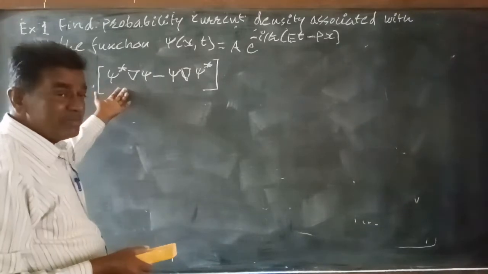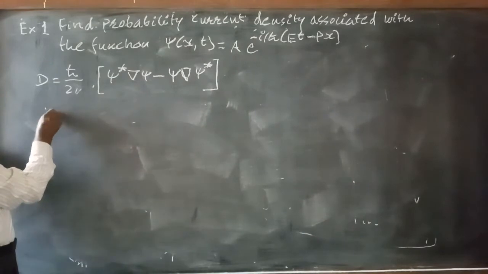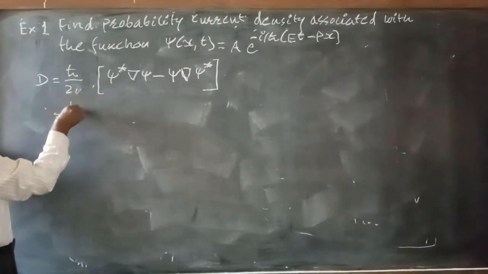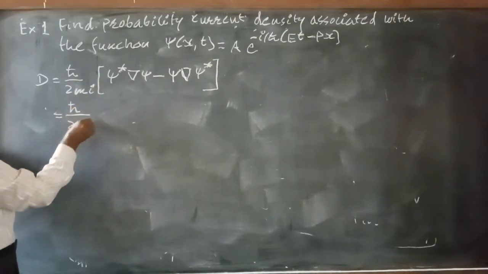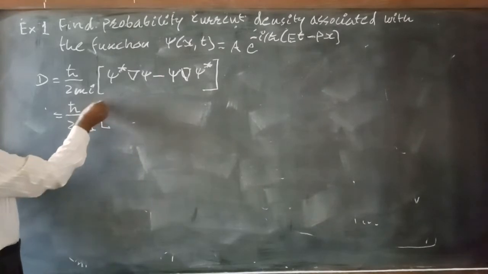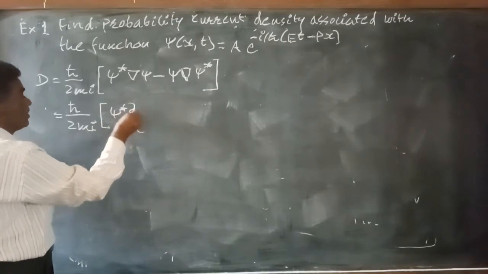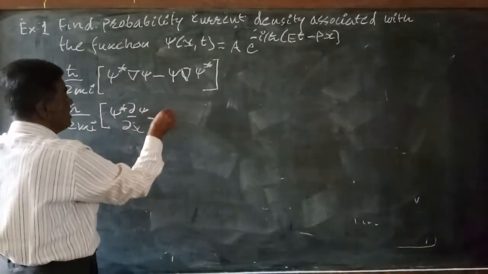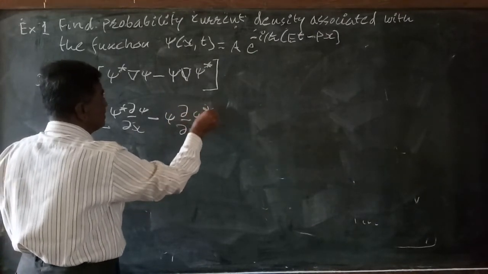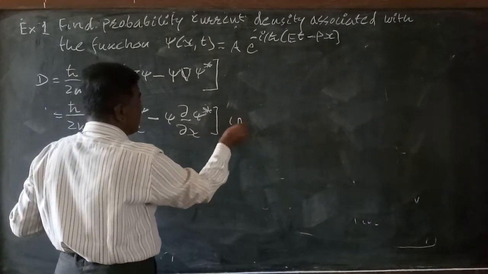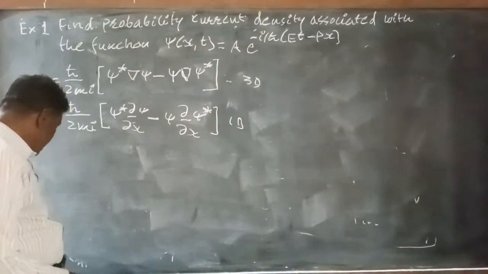Again we will use the same definition. We know the probability current density is given by this equation, and in the one dimensional case it will be equal to ħ divided by 2mi in bracket ψ star ∂/∂x of ψ minus ψ ∂/∂x of ψ star. So this is the one dimensional case and this is the three dimensional case. We will take the one dimensional case.